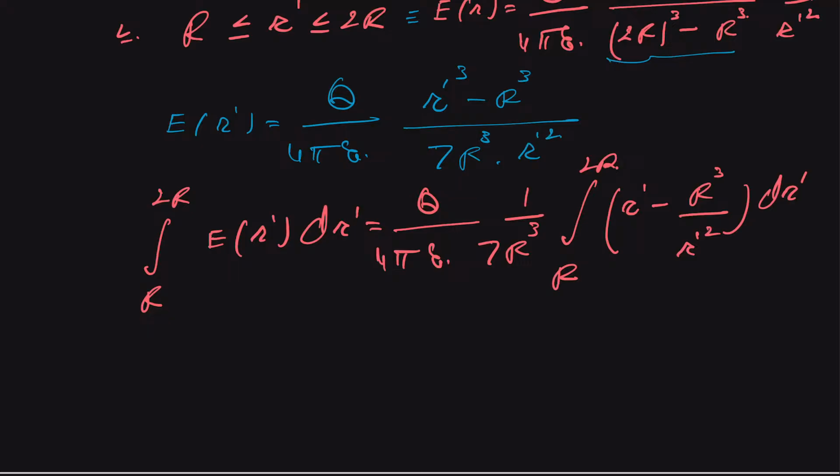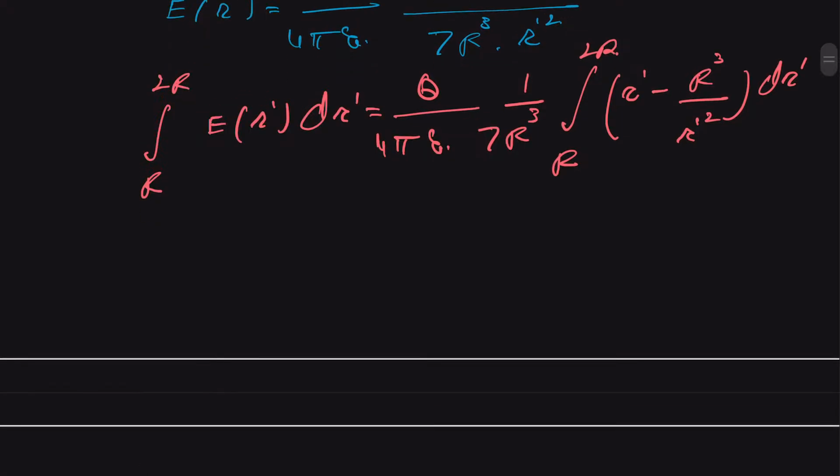And so we get that the solution of this integral will be equal to q upon 4 pi epsilon naught times 1 upon 7r.